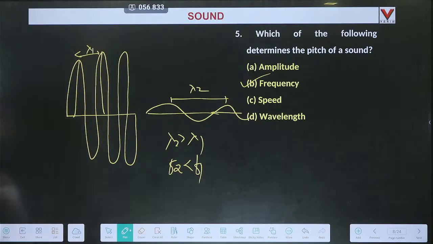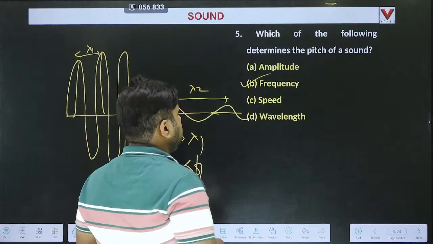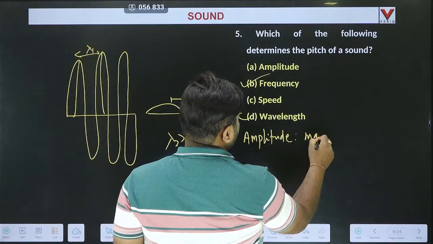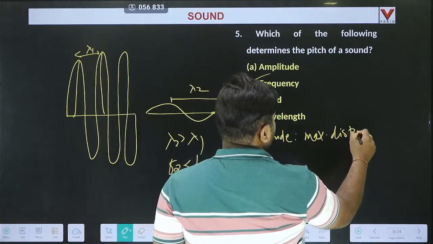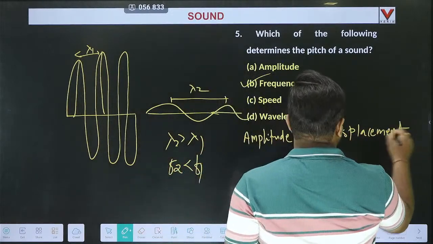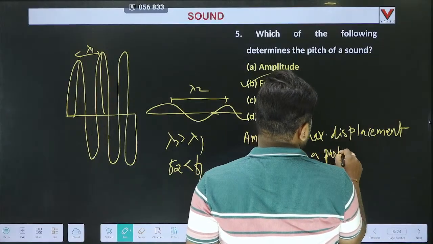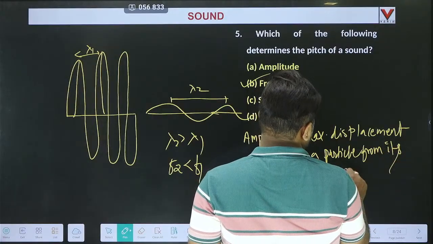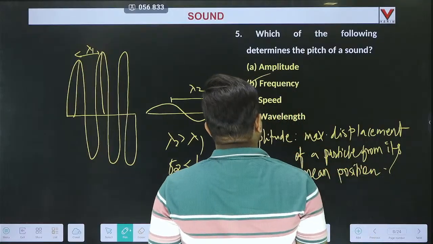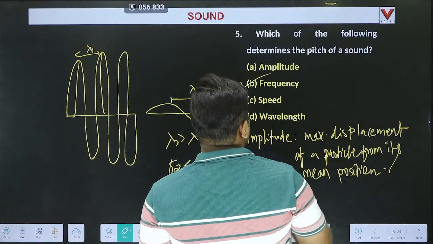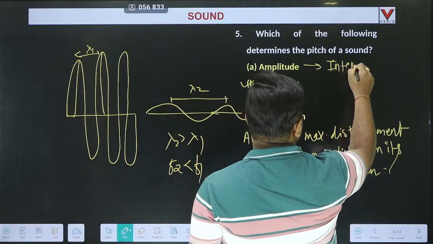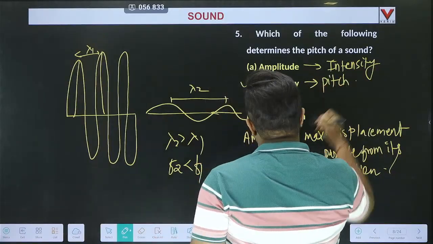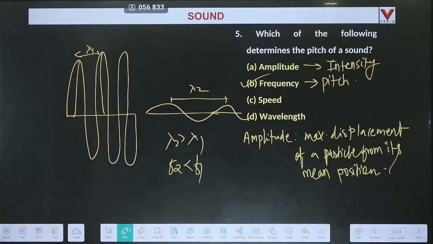Amplitude determines the intensity of the sound. Amplitude is the maximum displacement of a particle from its mean position, that is called amplitude. So amplitude determines intensity of a sound. Frequency determines the pitch of a sound.